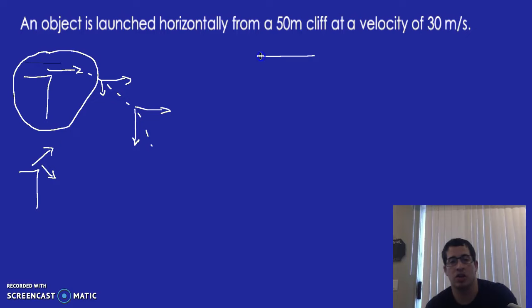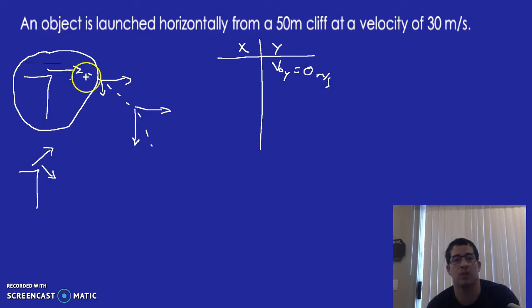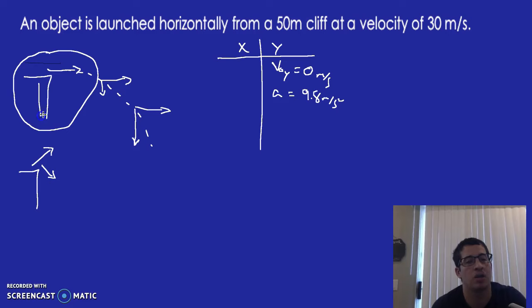But if we really chart this out in a table, what you're going to find is this. For y, since it's launched horizontally, we can say that the y velocity, so v initial for y, is equal to 0 meters per second. And again, this is because it's been launched horizontally. There's no up or down component there at the beginning. And it's accelerating downward, so that's 9.8 meters per second squared from gravity. And we'll say here that down is positive for the sake of simplicity.